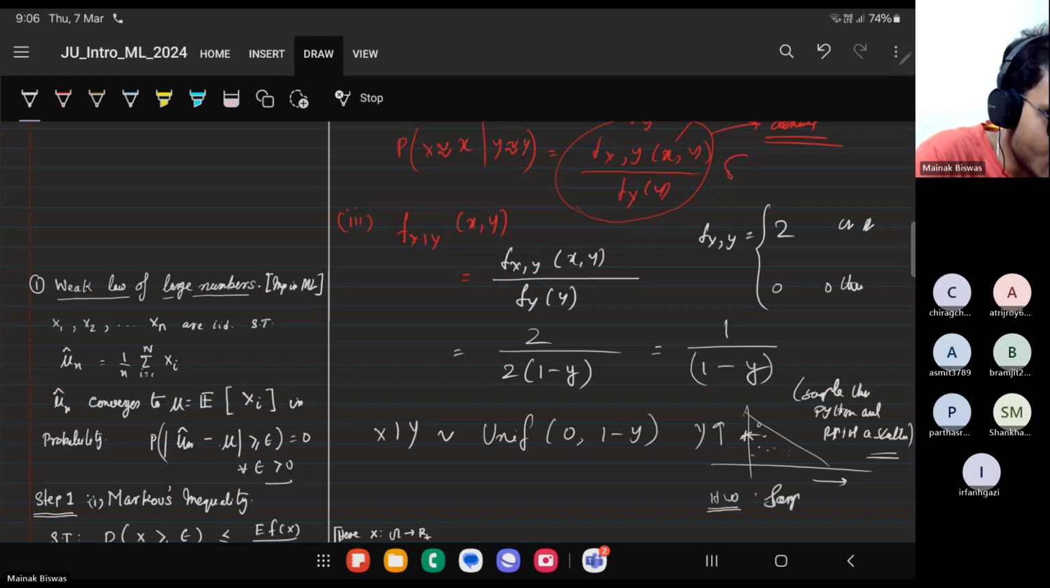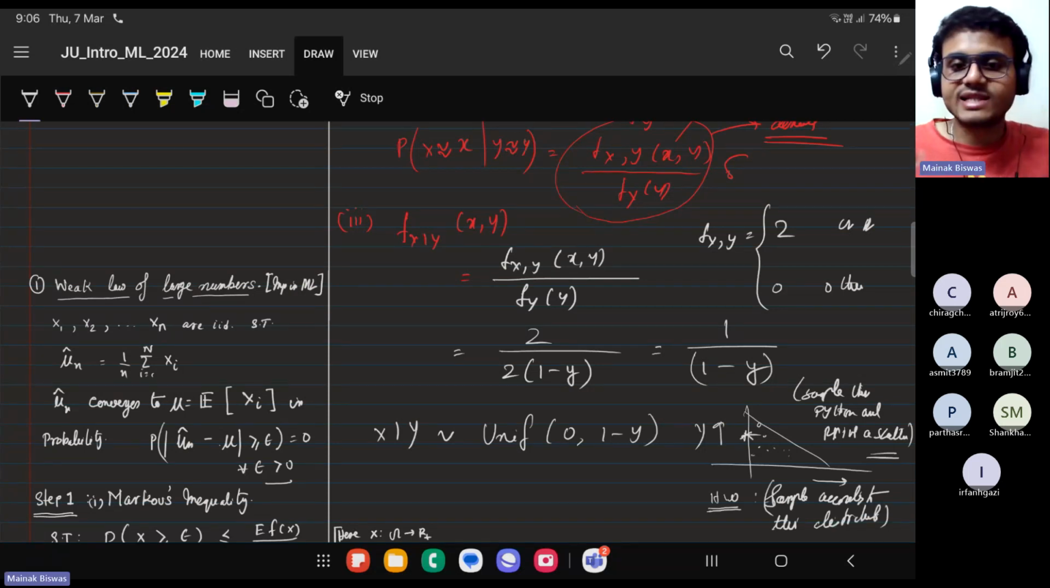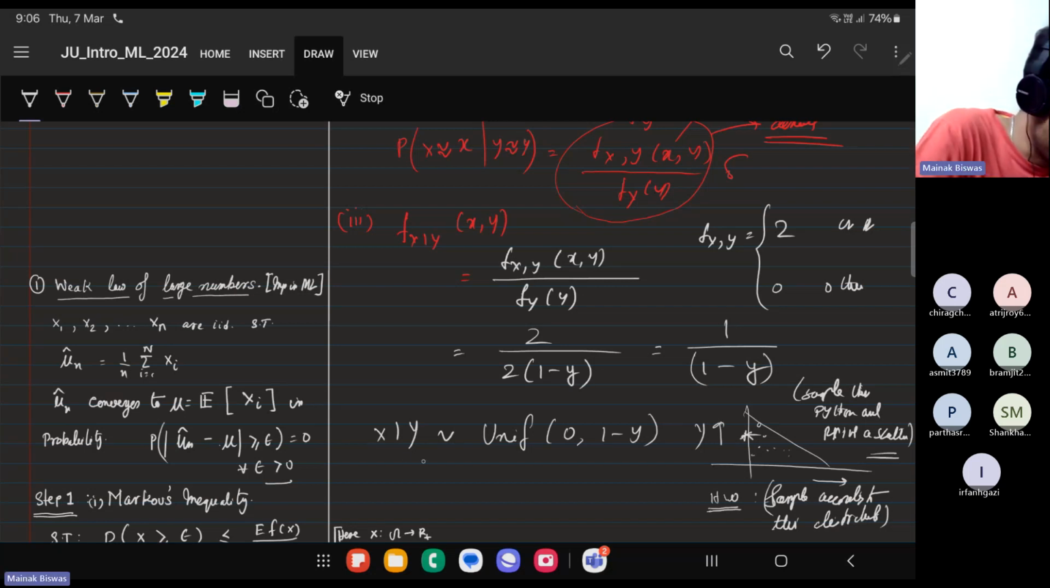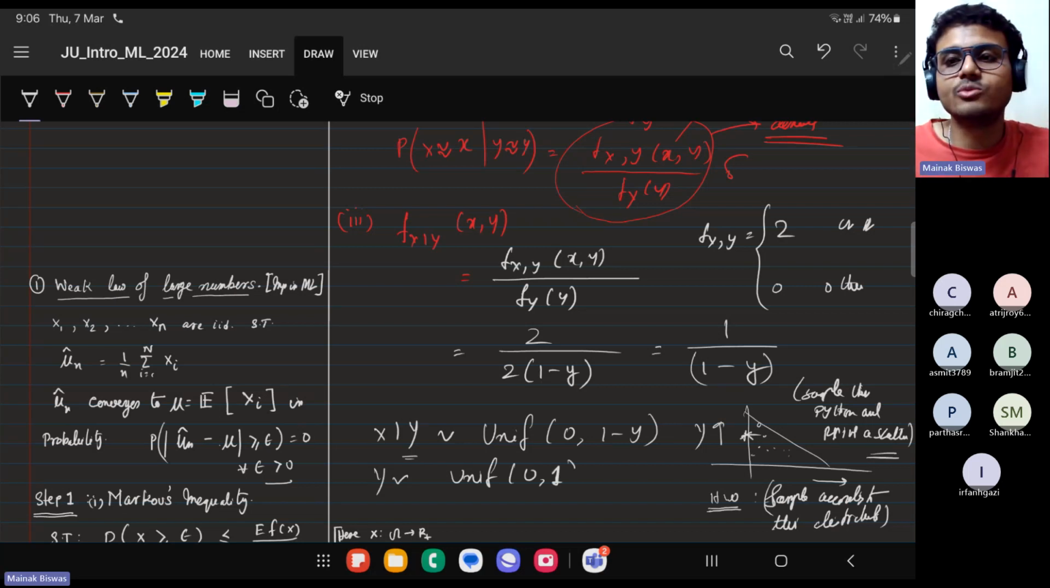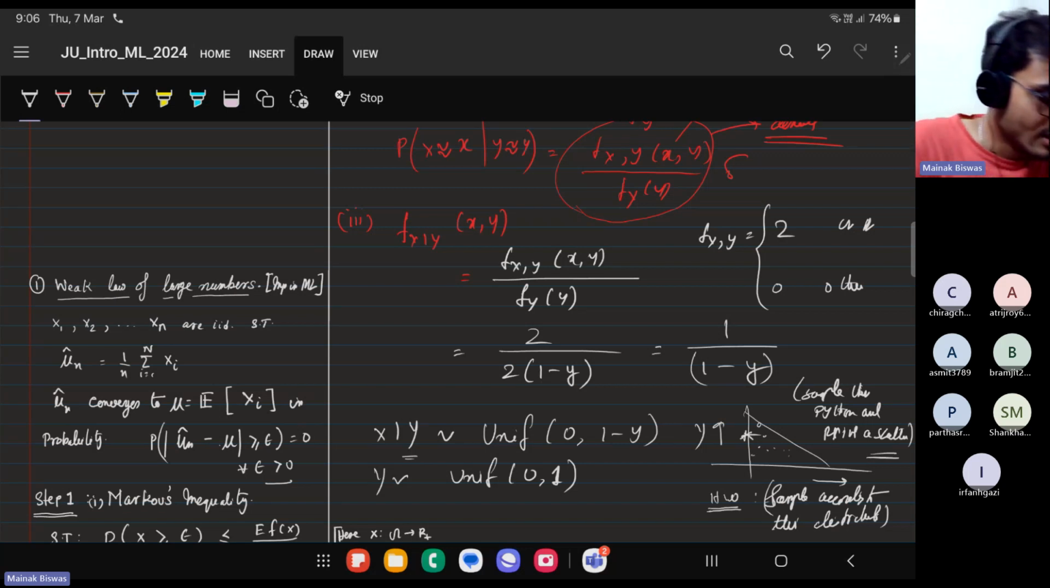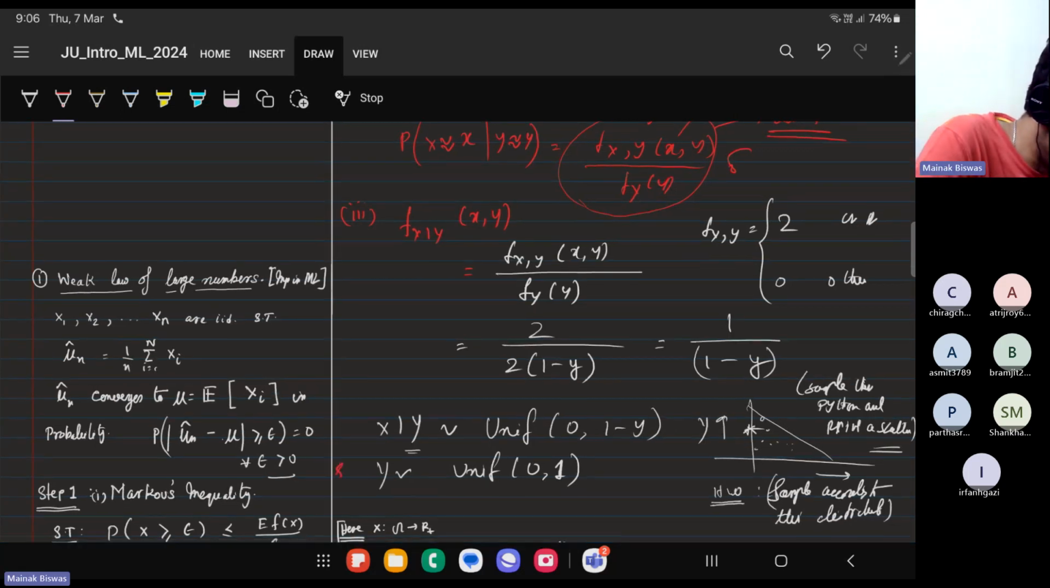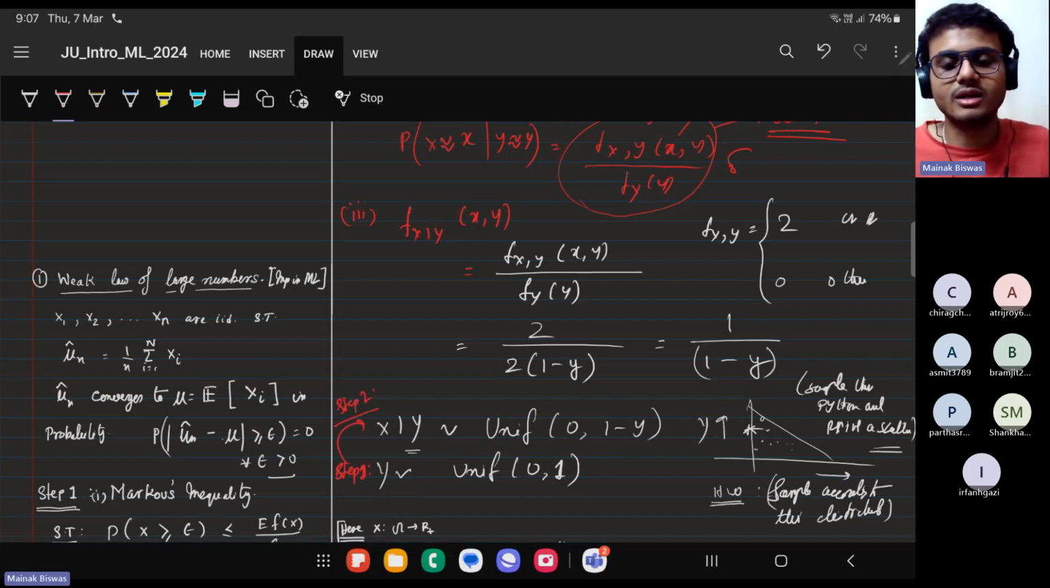Sample according to this distribution. You have done it many times now. Try doing it for this as well. So first you will sample for x, in this case sample from y. How will you sample from y? Y will be uniform 0, 1, right? This is what conditional distributions mean. So one depends on the other. X depends on y. So step 1 has to be this, and then step 2. Understood?